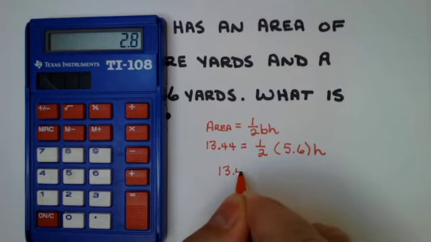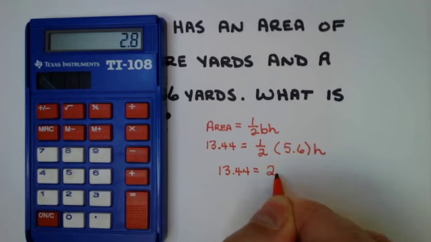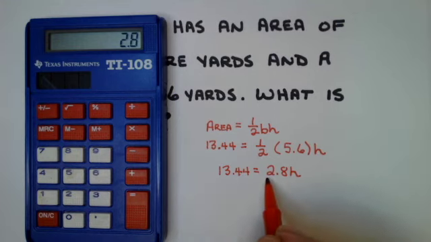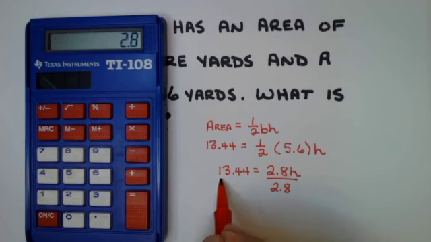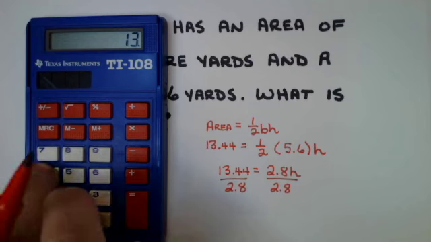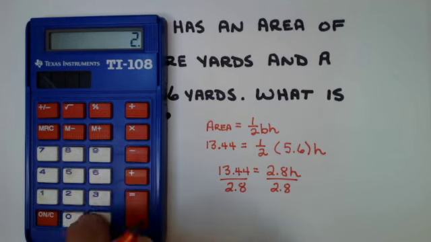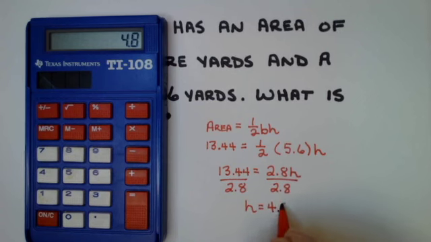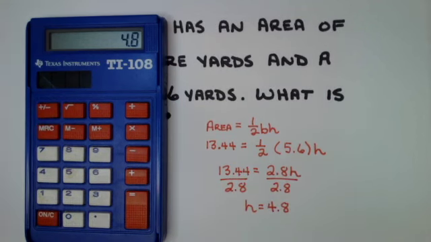So I have 13.44 is equal to 2.8 h, and h is the height. That's what I'm looking for. So I multiplied these two together. Now I need to get rid of this 2.8. It's being multiplied to h. What's the opposite of multiplying? Dividing. Divide both sides by 2.8. So I'm going to take my calculator, 13.44 divided by 2.8. The height is 4.8, and make sure I put units. We're dealing with yards in this problem.